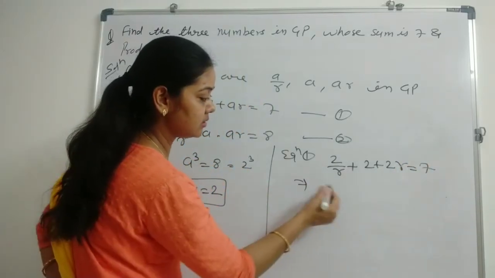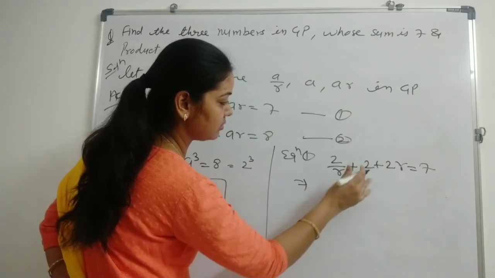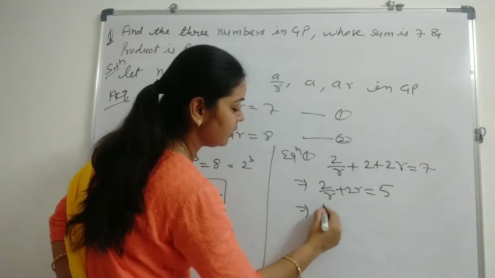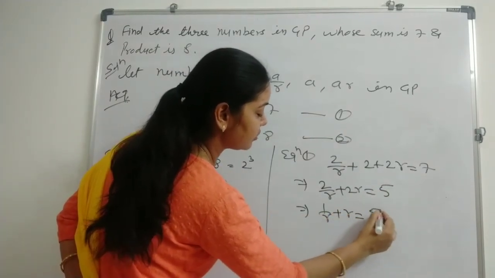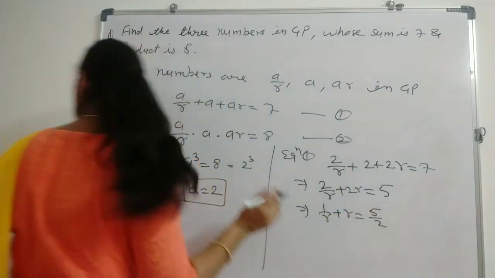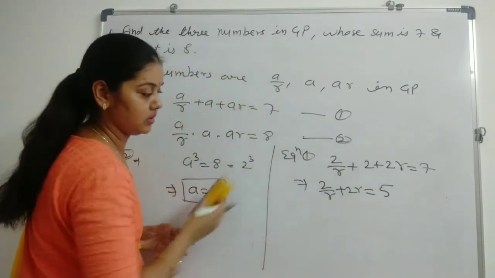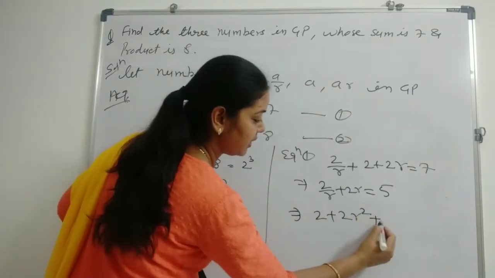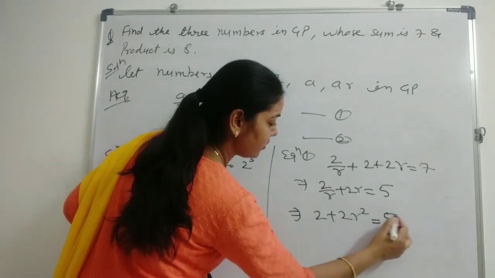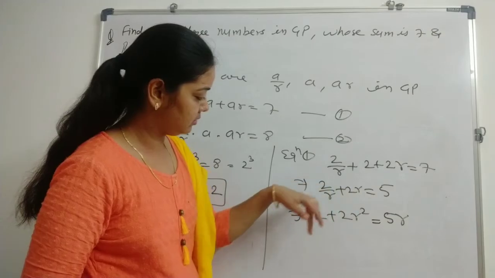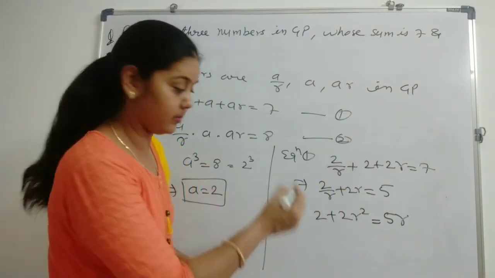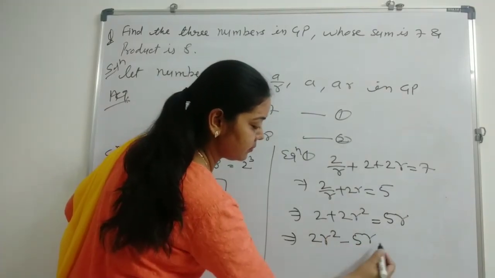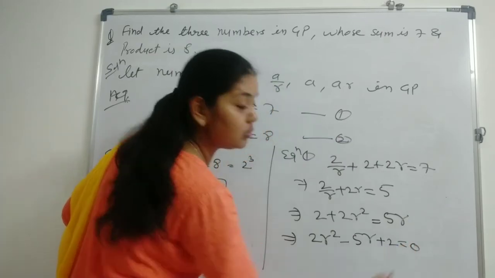It means I can write it like this, by taking 2 common, 2 upon R plus 2R will be equal to 5. 1 upon R plus R will be equal to 5 upon 2. Or I can simply cross multiply all these terms. So I will get 2 plus 2R square equal to 5R. It means we got 2R square minus 5R plus 2 equal to 0.